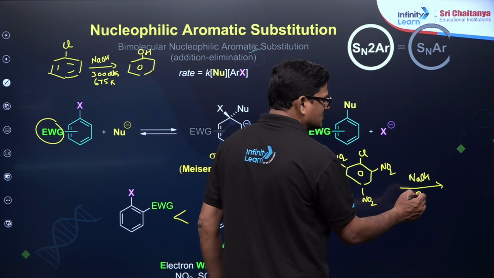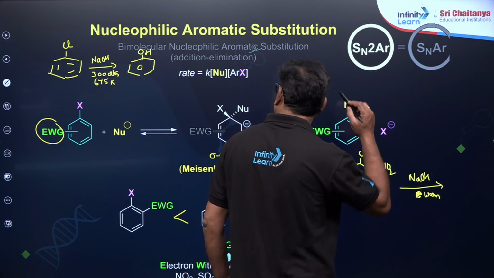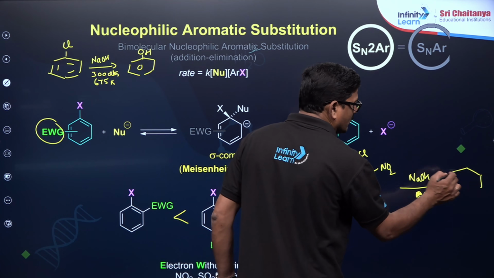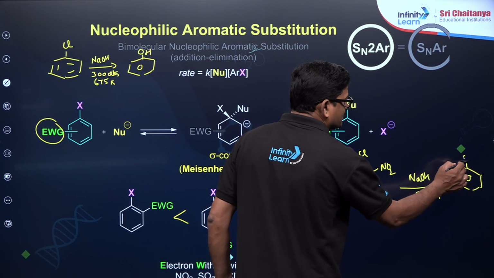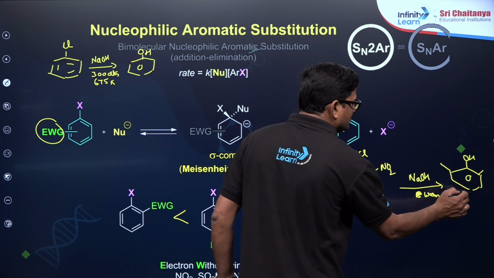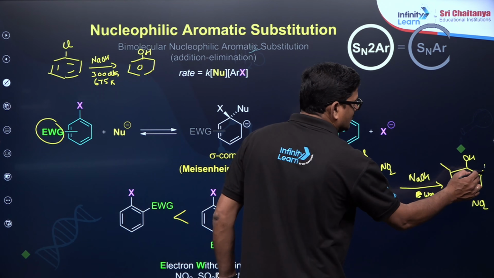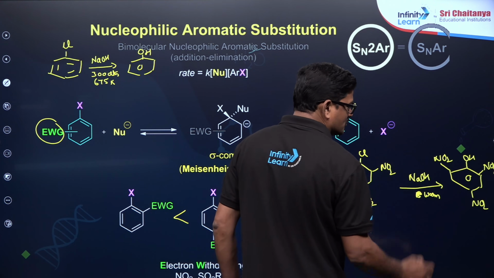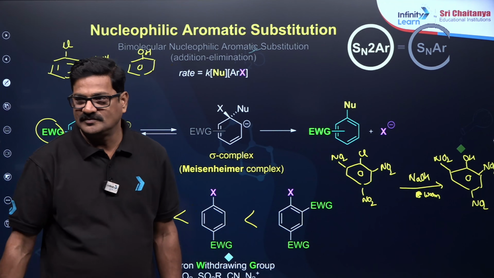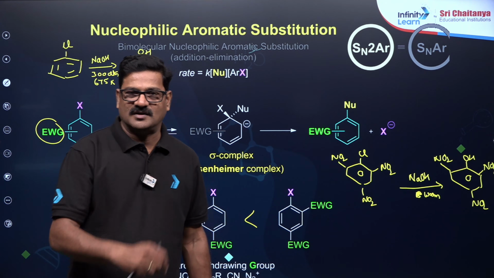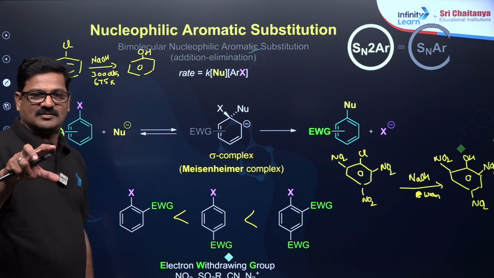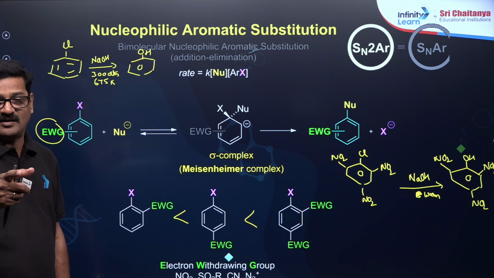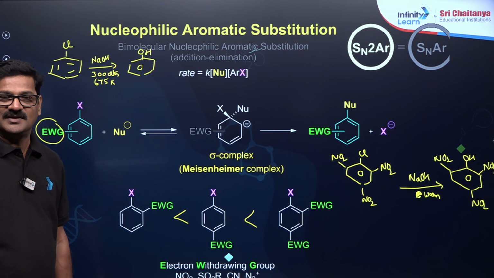At room temperature, just warm it, no need to heat up to 675. You are going to get nucleophilic substitution reaction like this. So which of the following is going to be more reactive in the nucleophilic substitution reaction? If a strong electron withdrawing group exists at ortho and para but not at meta positions, it is going to increase the stability of this Meisenheimer complex.